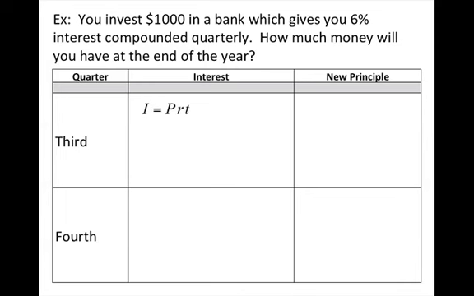So now for the third and the fourth quarter, for the third quarter, my interest is the principal times the rate times the time. I use the new principal of the $1,030.23. The interest rate is the 0.06, and the time, this is for another 3 months, so times 3/12. If you multiply this, you get $15.45.